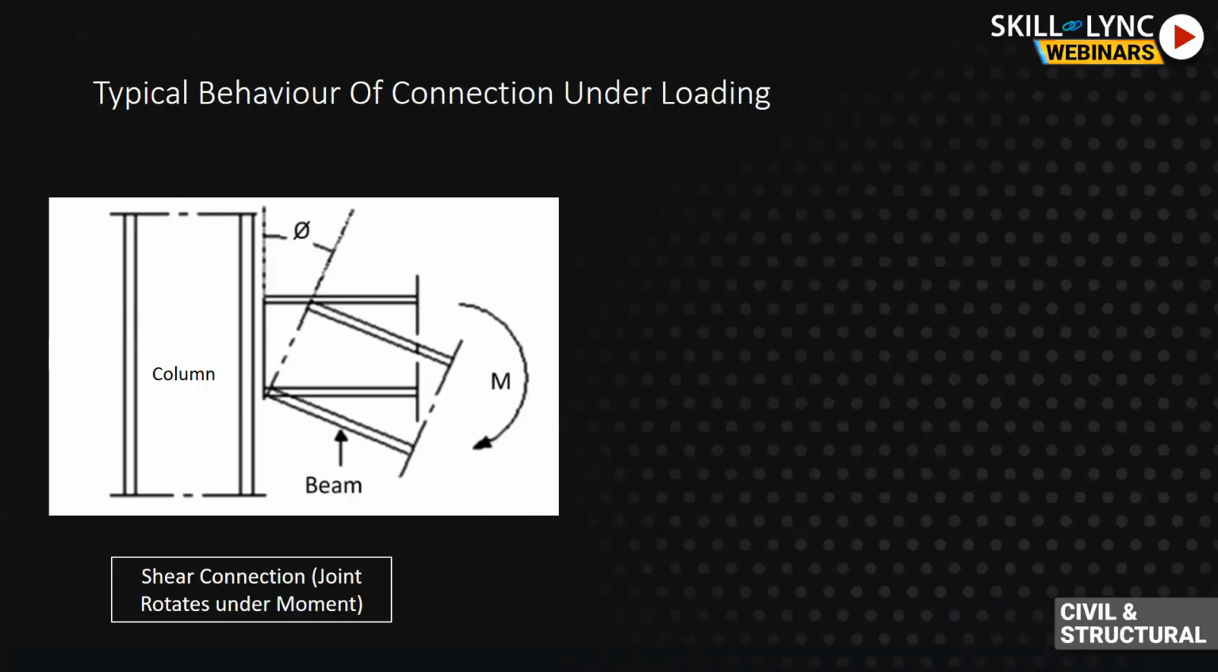On screen, you have a beam column junction and it is a shear connection. When this connection is subjected to moment or any sort of loading which tends to rotate it, it will rotate substantially and it has no resistance to that moment. Here in the picture, you can see that it rotates by the extent of phi. So this is a shear connection which does not have any resistance to rotation.